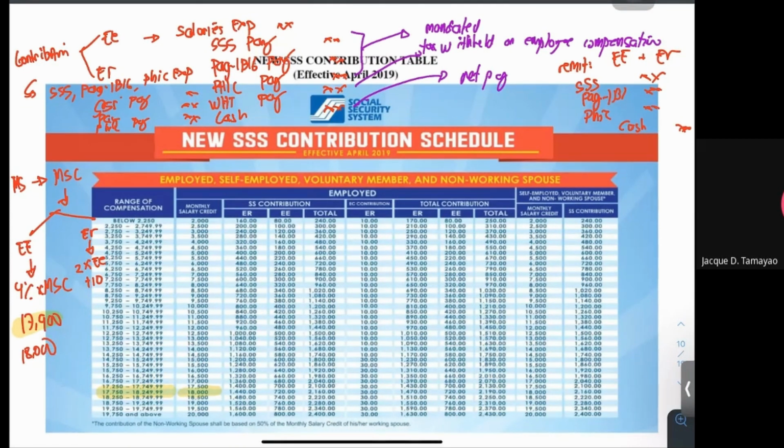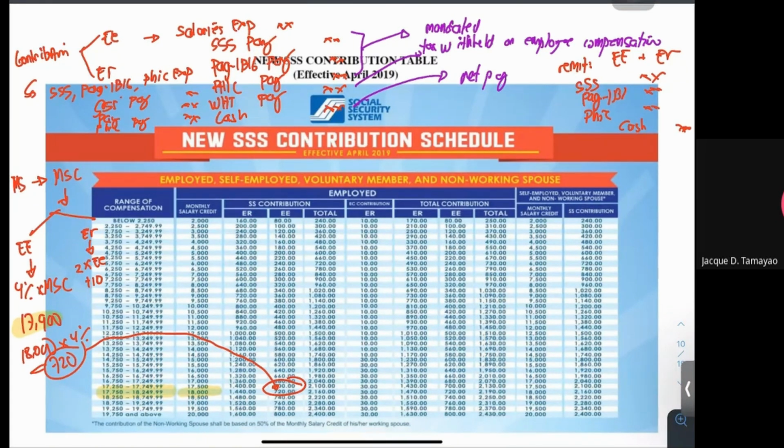To get the employee share, you just multiply that by 4%. 18,000 times 4%, we will get 720. Okay, let's check if that is 720. Yes, it is 720.